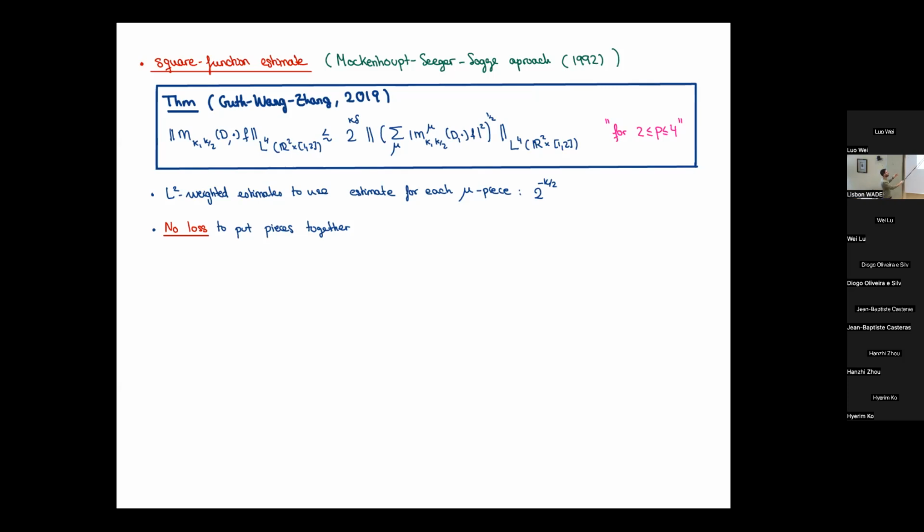And this argument is very efficient, because once you have that, one can access the pieces in a really good way through weighted estimates. This might show up later, and then there is no loss in the rest of the arguments. So this is a very, very robust method.